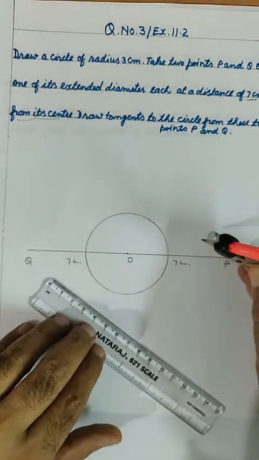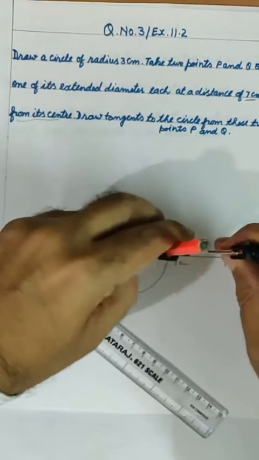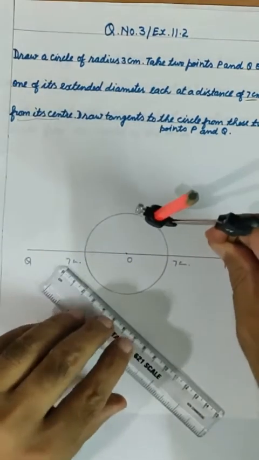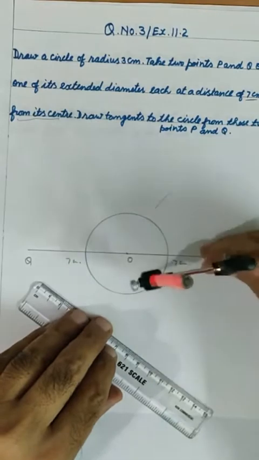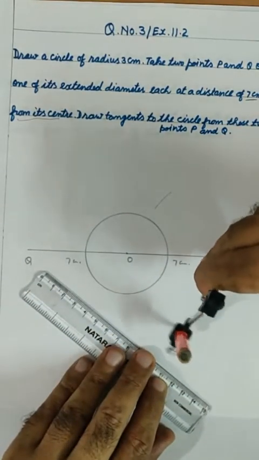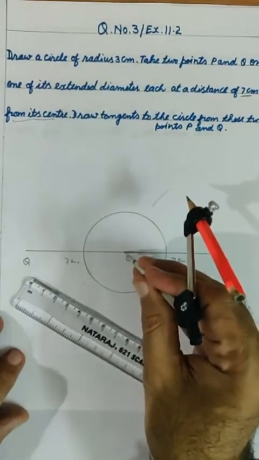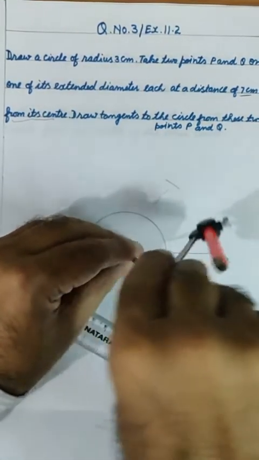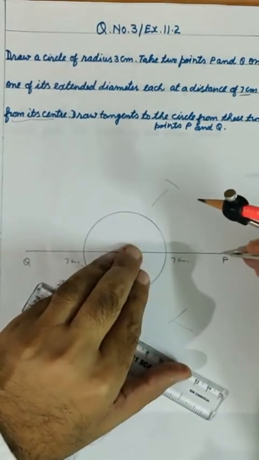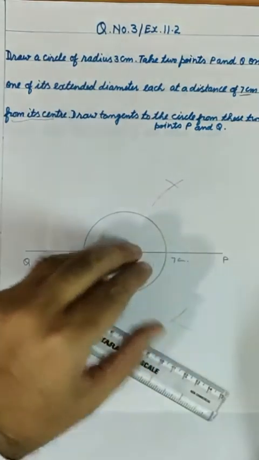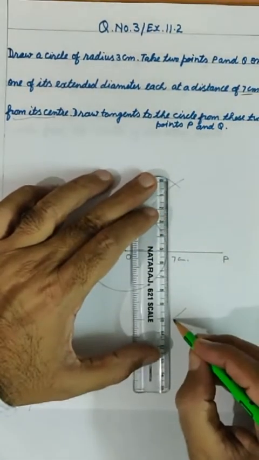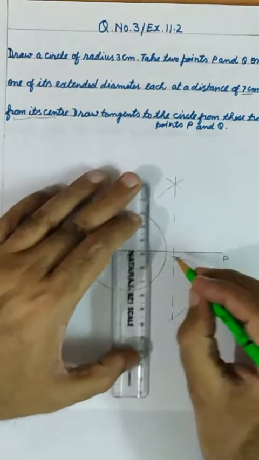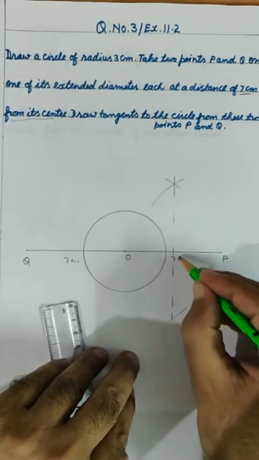How to draw it? You open the compass more than half, and draw an arc from here, from O. If the arcs are not intersecting, you can extend this arc from here. We got this. This is O dash.